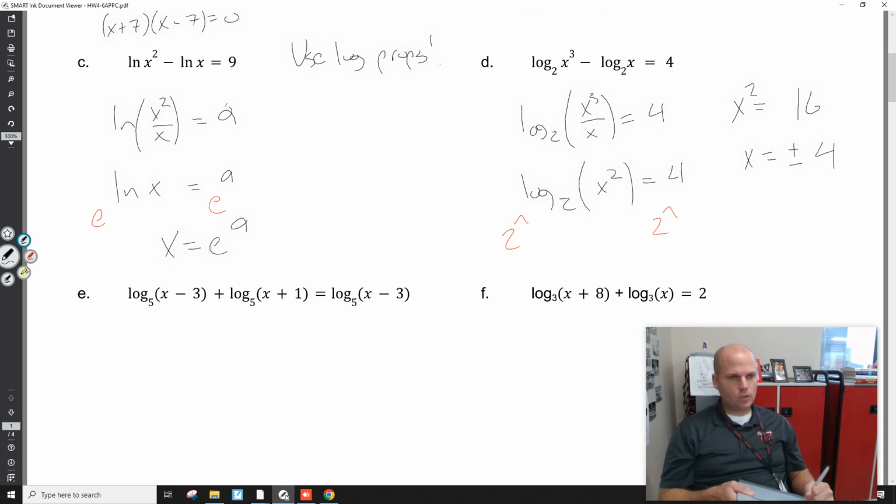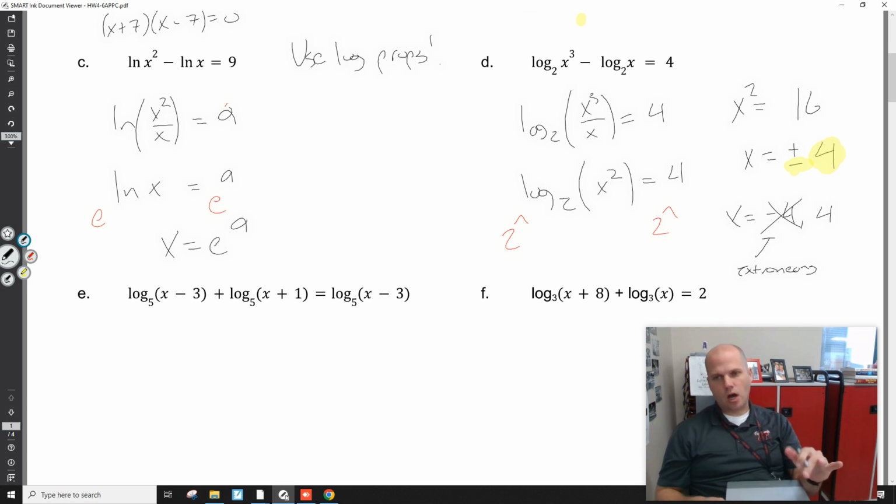Now, we check our answers. If I plugged in -4, I'd have the log base 2 of -4. Guess what, team? You are not allowed to plug in a negative value into a logarithm. Right here, I can see that if I plugged in -4, it'd be the log base 2 of -4. What we have is a situation where we have an extraneous solution. What we want you to do is identify the extraneous solution, cross it off.